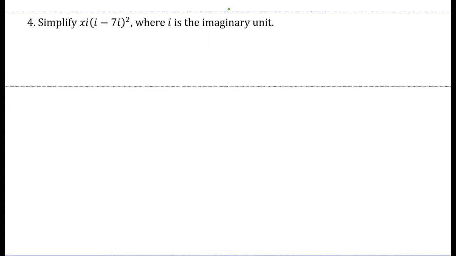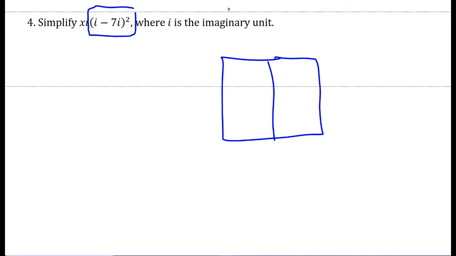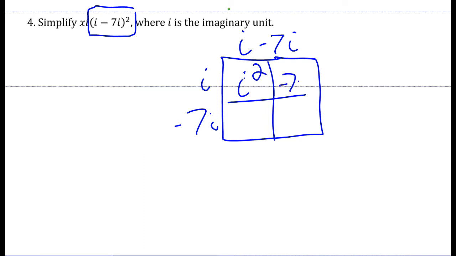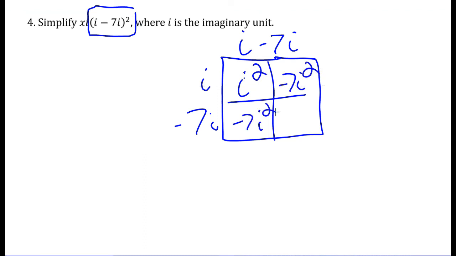Some complex number work. Simplify xi times i minus 7i squared. Well, following our order of operations, we have to do that squaring before we deal with that multiplication. So if you didn't notice the trick here, you had to make a table. Instead, I had i minus 7i times i minus 7i, which gives you i squared, -7i squared, -7i squared. Negative times negative is positive 49i squared.